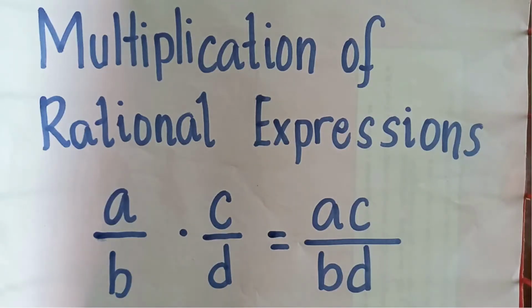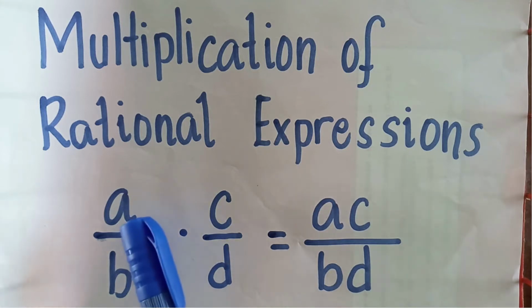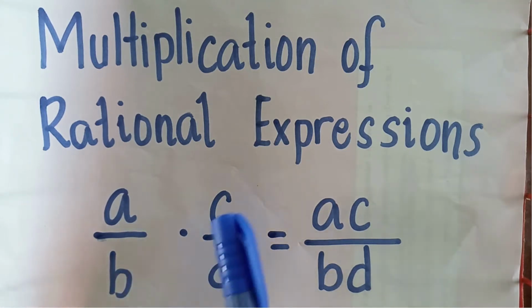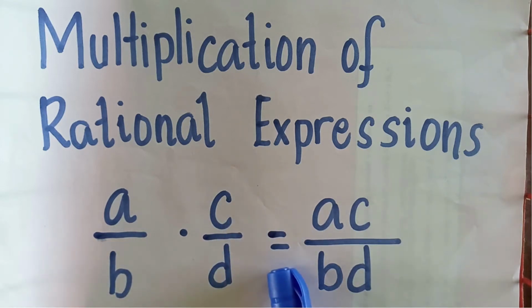Good morning, class. So today we will discuss multiplication of rational expressions. It is defined as A over B times C over D is equal to A times C, which is AC, and B times D, which is BD, wherein B and D must not be equal to 0. So let's have an example.